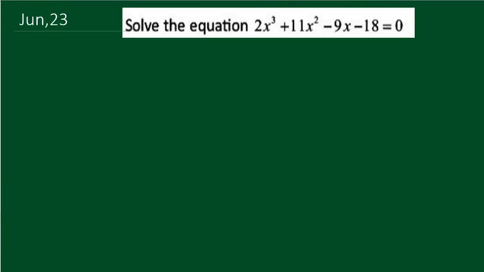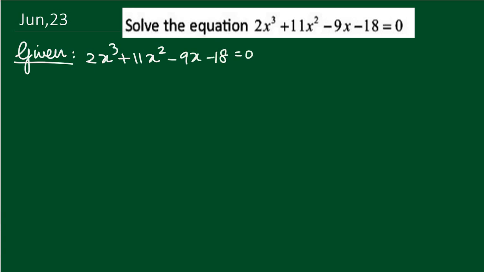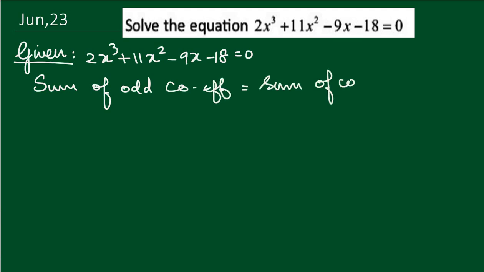Solve the given equation. The given equation is a cubic equation. It can be written as 2x cubed plus 11x squared minus 9x minus 18 is equal to 0. Whenever an equation is given, we check whether the sum of all the coefficients is equal to 0, or check the odd coefficients and the even coefficients. In this question, the sum of odd coefficients is equal to the sum of even coefficients. If the sum of odd coefficients is equal to the sum of even coefficients, we know that x is equal to minus 1 is a root of the given equation.